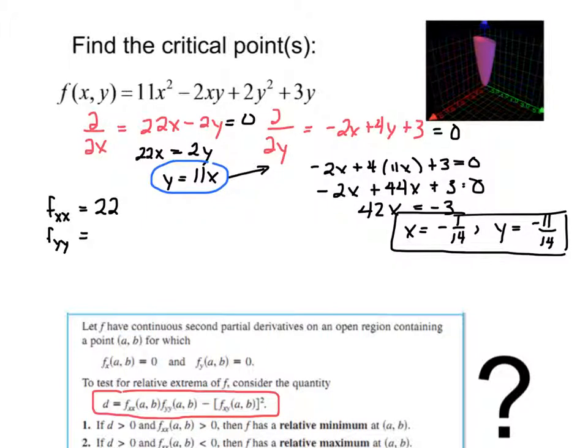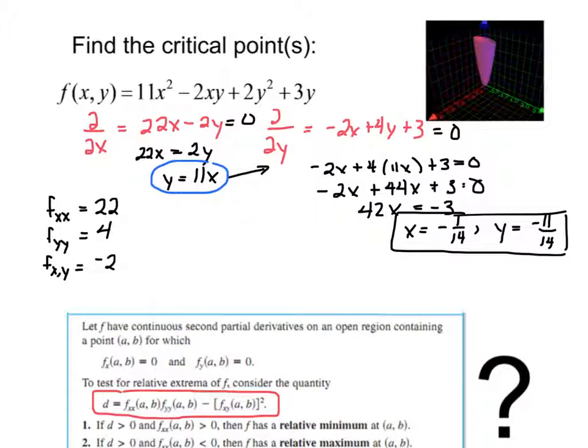F(y)(y), so that would be taking this one and again treating x as a constant. So this answer would just be 4. Now doing x and then y, well, we already have the x, right? That's this one. This is with respect to x. Now we do this one with respect to y. Well, that means this would be a constant 0, so this is just -2.